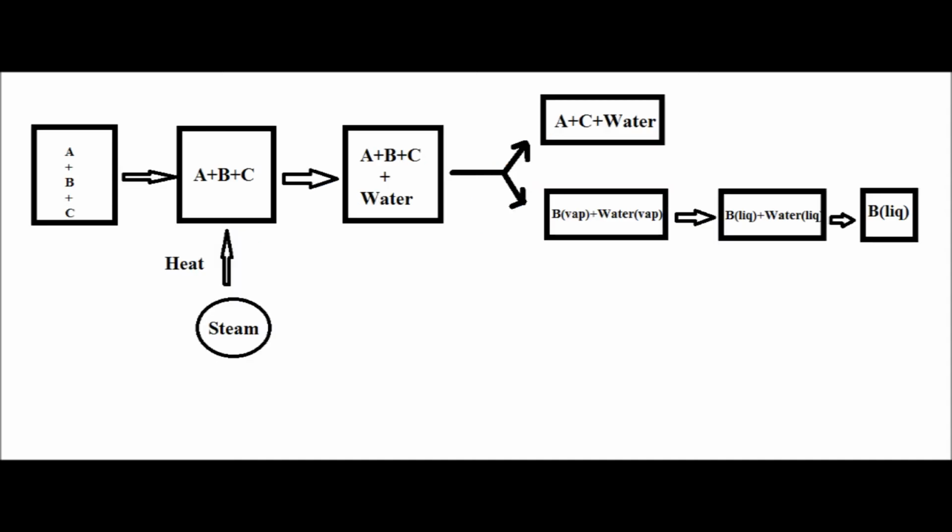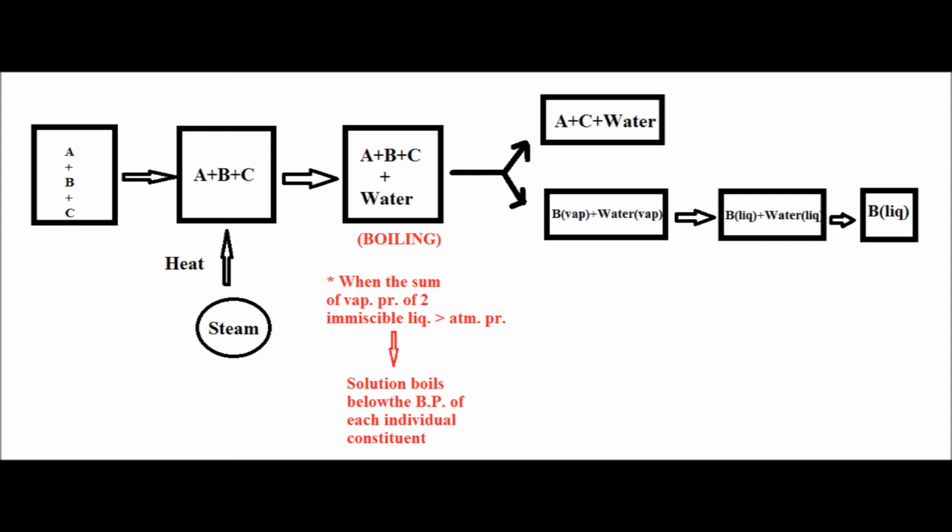This is the schematic representation of steam distillation. First, suppose a system contains three different organic liquids A, B and C, and the most important fact is that these liquids decompose at their boiling points. So the first step is to allow steam to enter the system, and at the same time heat is provided to the system also. In the second step we observe the boiling condition of the system, and an important factor is that when the sum of vapor pressures of two immiscible liquids is greater than 1 atmosphere, the solution boils below the boiling point of each individual constituent.